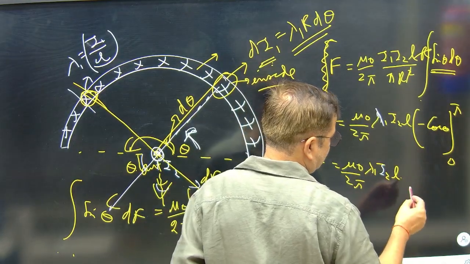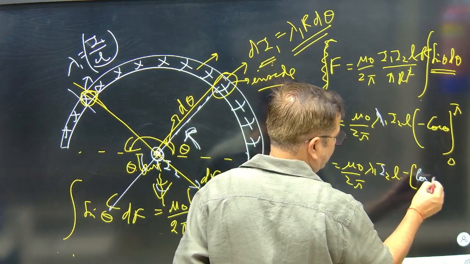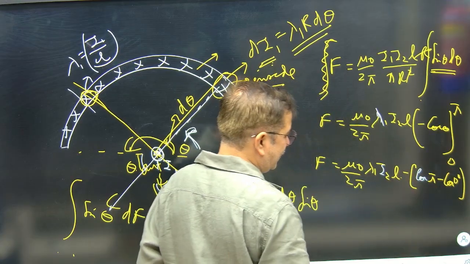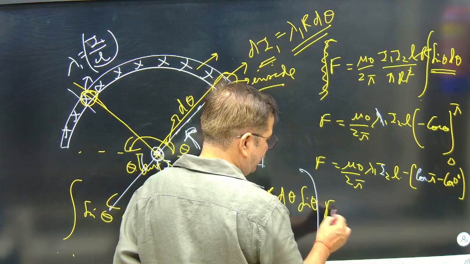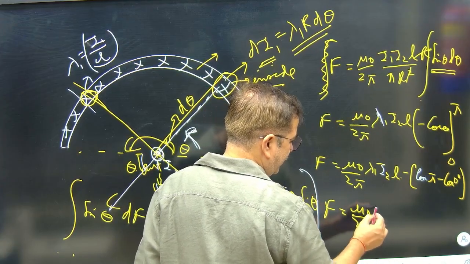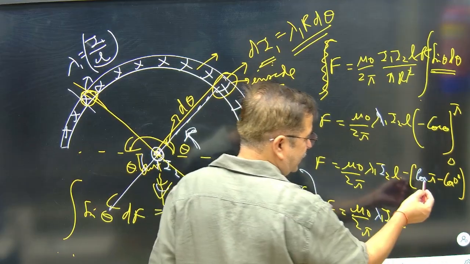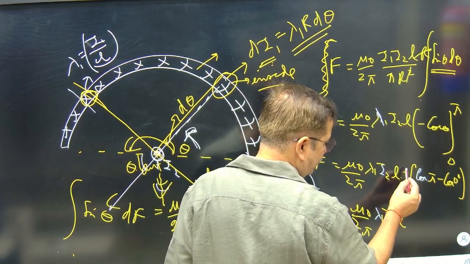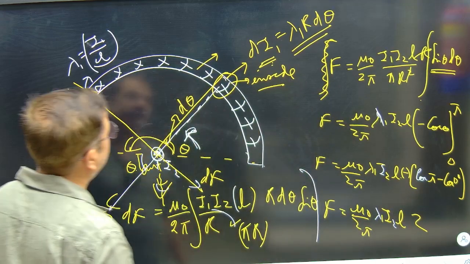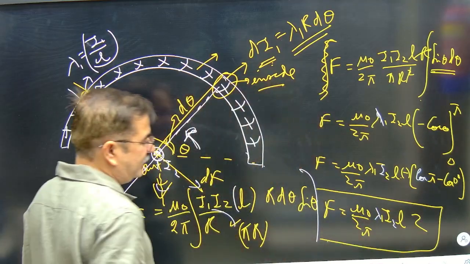So it is minus cos θ. It is minus sign, and I am putting cos π minus cos 0 degree. So this is minus 2 and this is plus 2. So this force value will be μ0 over 2π λ1 I2 length L, और ये cos π minus 1, minus 2 with minus sign, it is 2. तो this value of force I can get. तो value of force देखिए आपको ये result मिल रहा है, this is the value of force.